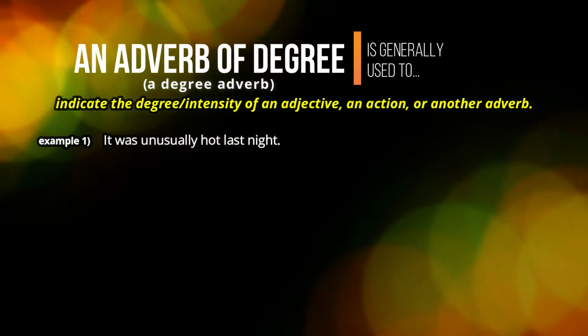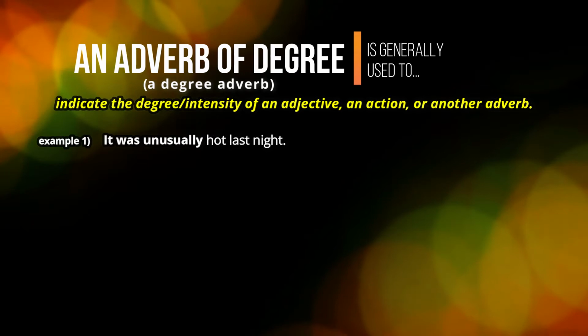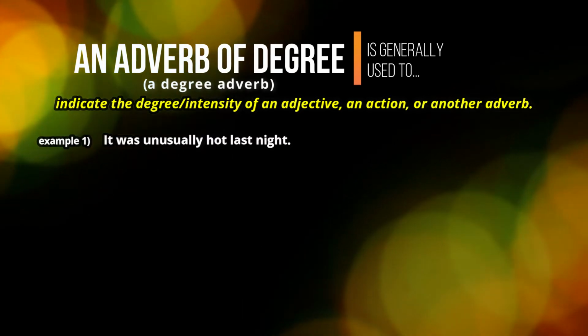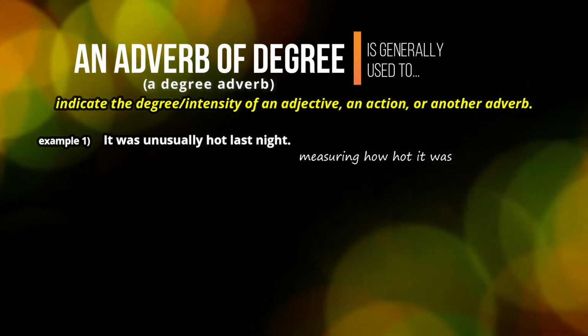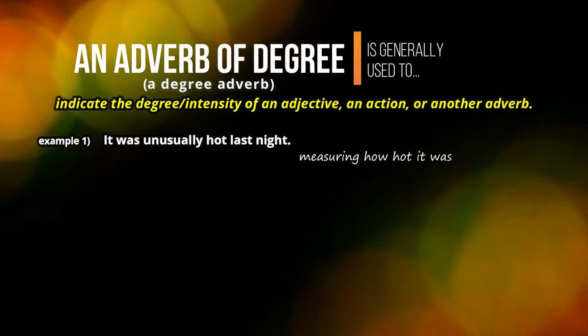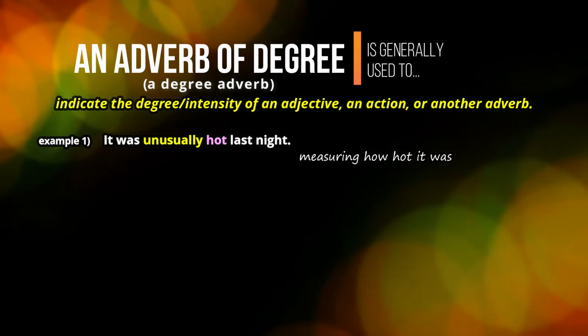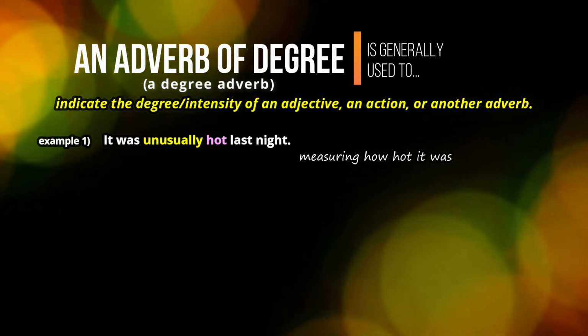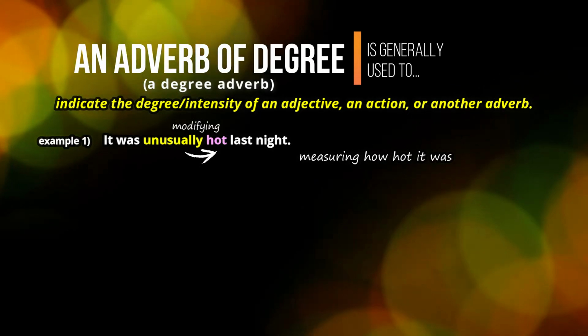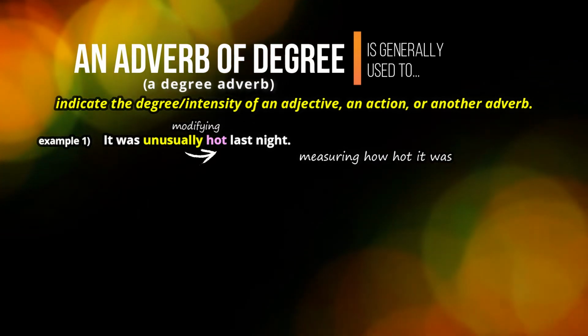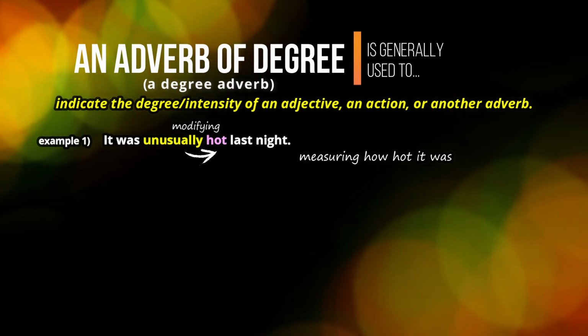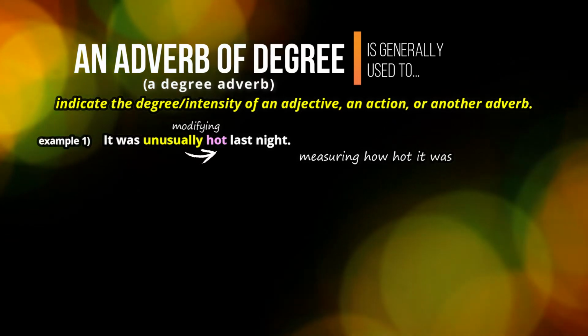In the first example, we have, it was unusually hot last night. Now, what we're doing is we're measuring how hot it was. Okay, it was unusually hot last night. So unusually, the adverb, is modifying the adjective hot. All right, it's measuring how intense it was last night.